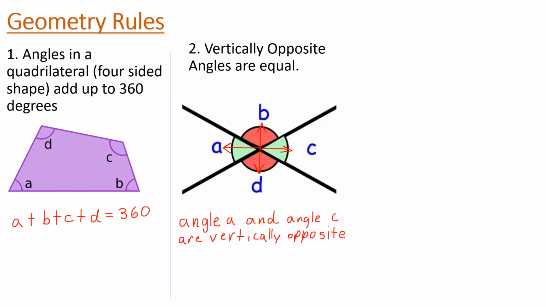So angle A and angle C are vertically opposite. We can also say that angle B and angle D are vertically opposite.